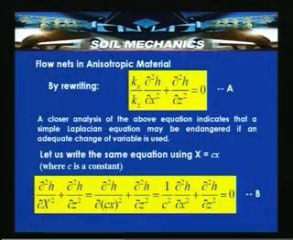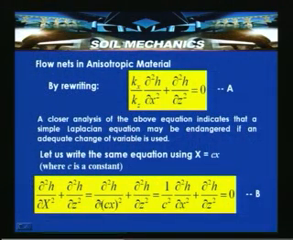Now, the same equation, by rearranging the terms, we can write in the form of equation A, shown here as (Kx/Kz) ∂²h/∂x² + ∂²h/∂z² = 0. A closer analysis of the above equation indicates that a simple Laplace equation may be obtained if an adequate change of variables is used. So, let us write the same equation by substituting capital X equal to small c times x, where c is a constant. Substituting X = cx, we can write ∂²h/∂(cx)² + ∂²h/∂z², which can be written as (1/c²) ∂²h/∂x² + ∂²h/∂z² = 0. Let us call this equation B.